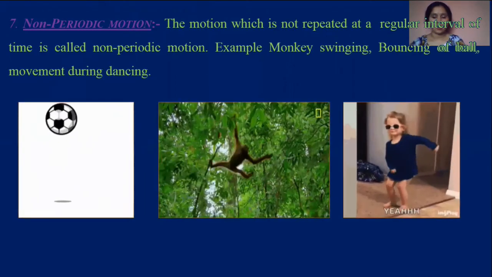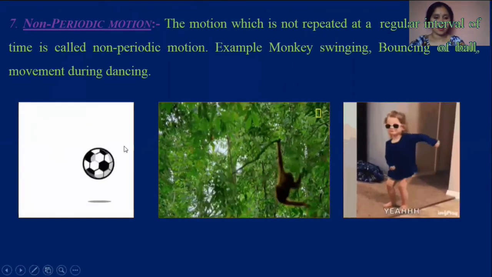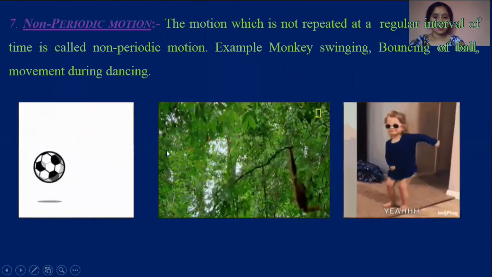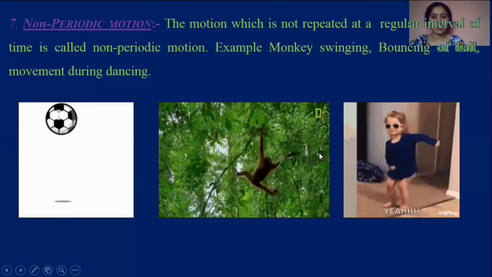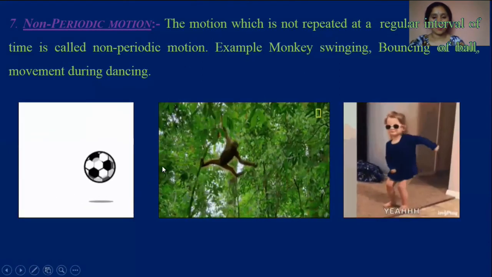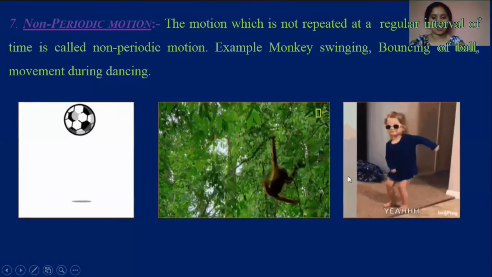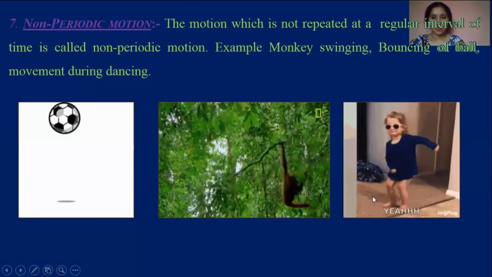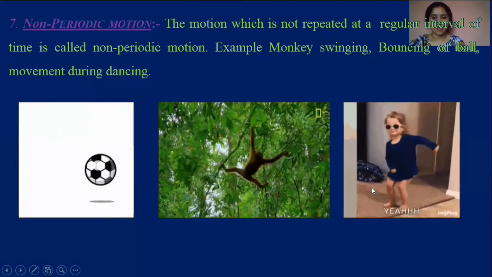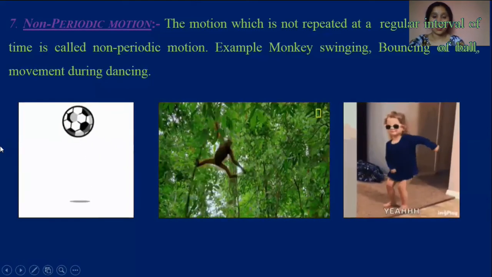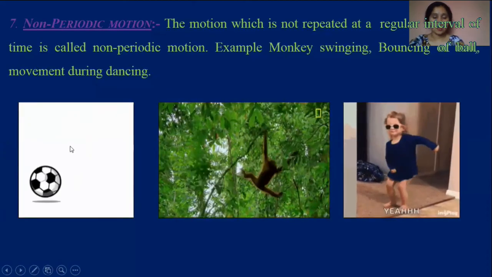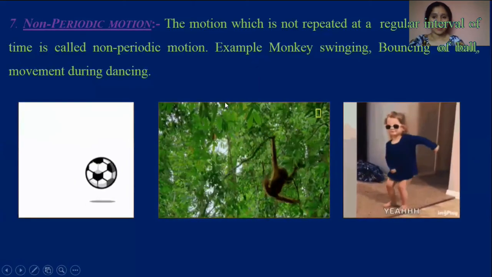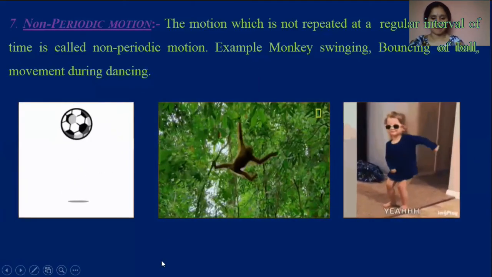You can see the ball can bounce at any interval of time. Similarly, a monkey can also jump from one tree to another at any gap of time. There will be no fixed interval of time between its movements. Similarly, while dancing, the movement of the body can be at any interval of time. It will not be in a regular pattern. So in this way we can understand these are some examples of non-periodic motion, which is not repeated at a regular interval of time.